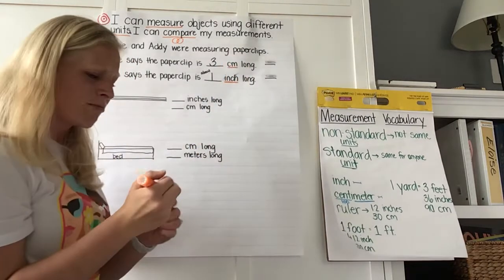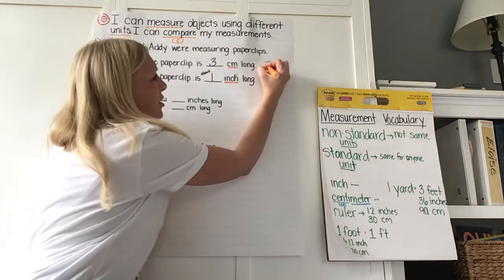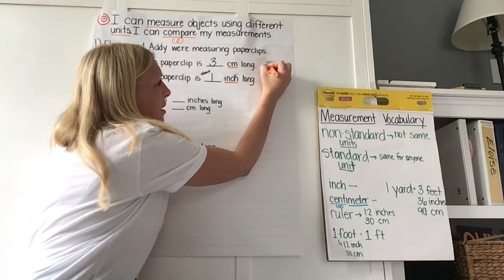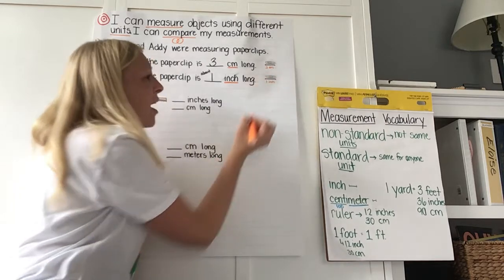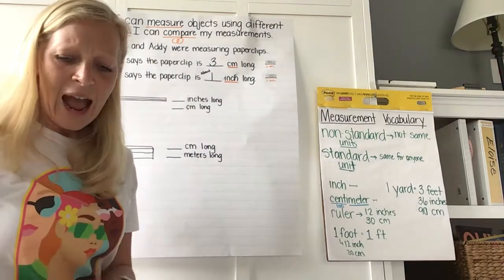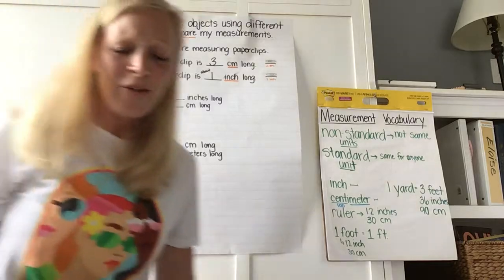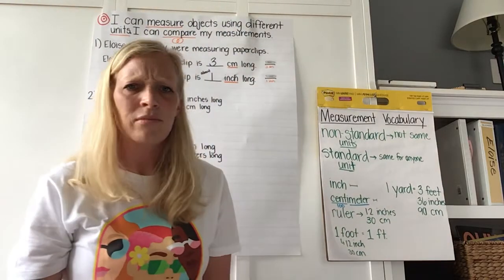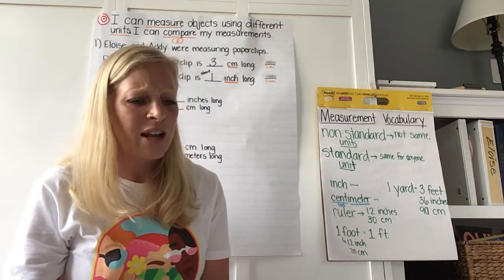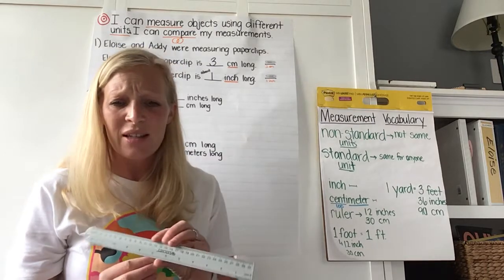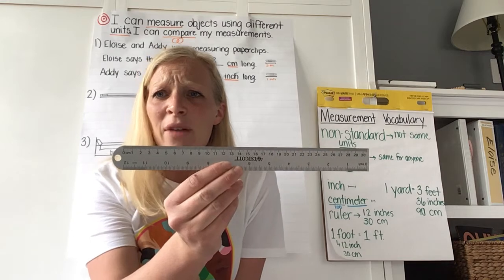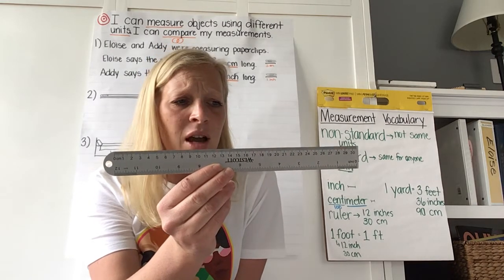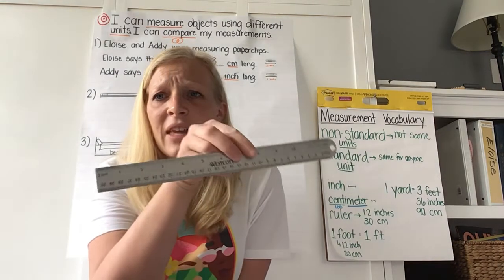Centimeters. So, how can this one be 3 centimeters long and this one be about 1 inch long? How can that length be 2 different answers? What do you notice? And if you all have a ruler at home, look at it. What do you notice about those centimeter units and the inch units?